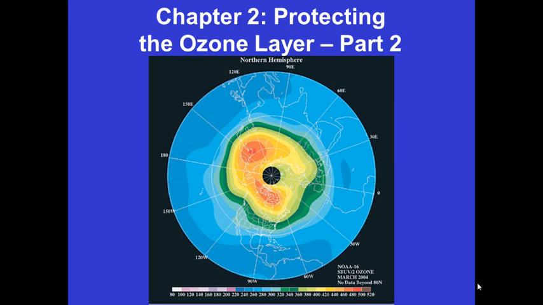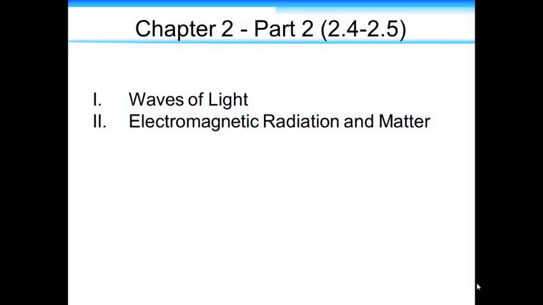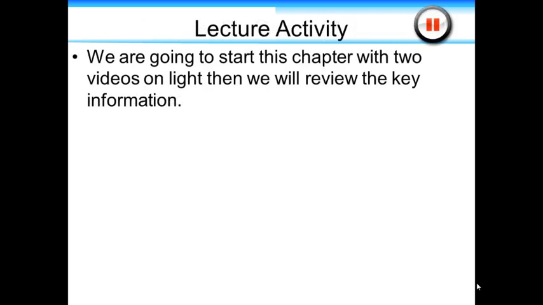Chapter 2, Protecting the Ozone Layer, Part 2, Chemistry and Context. We're going to be talking about waves of light and electromagnetic radiation and matter. Let's take a look at some videos on light, and then we'll talk about the key information.